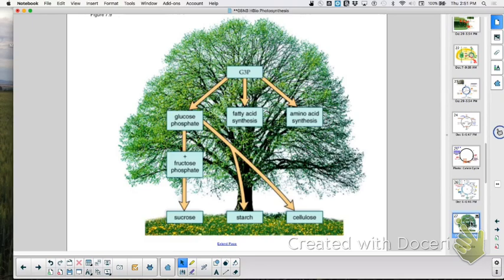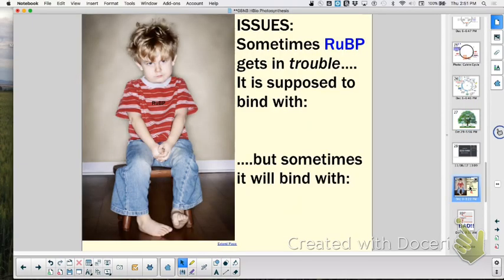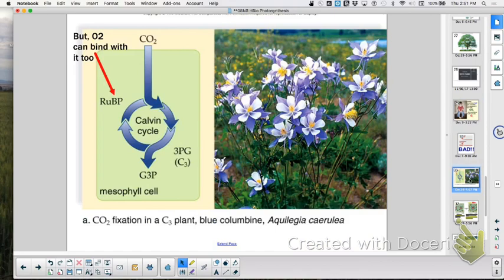Okay. And let's talk about naughty. Okay, RUBP, which is our 3 C5. If CO2 runs low, it hooks up with oxygen, and that's called photorespiration. Not helpful. Not photosynthesis, not respiration. So when you look at most plants, they run the risk of that. Most plants are called C3 plants, and they run the risk. If oxygen levels are high and CO2 levels are low, they will do photorespiration in their mesophyll cells.